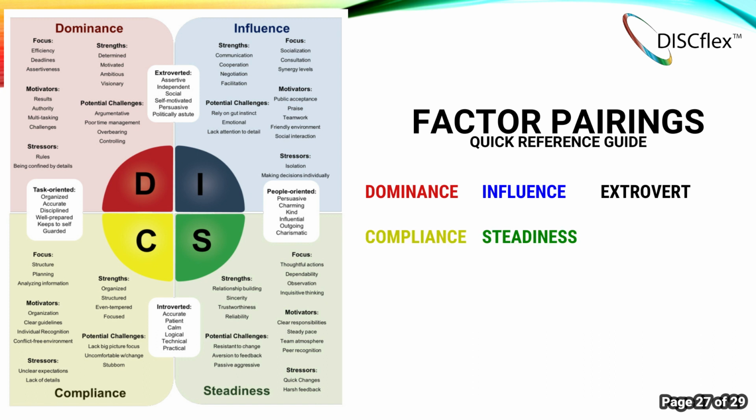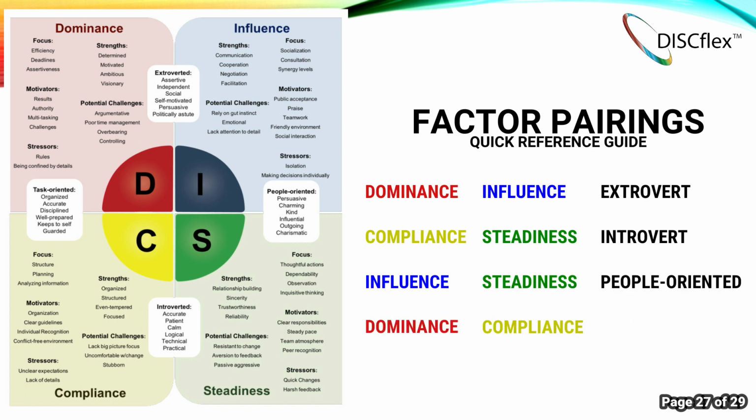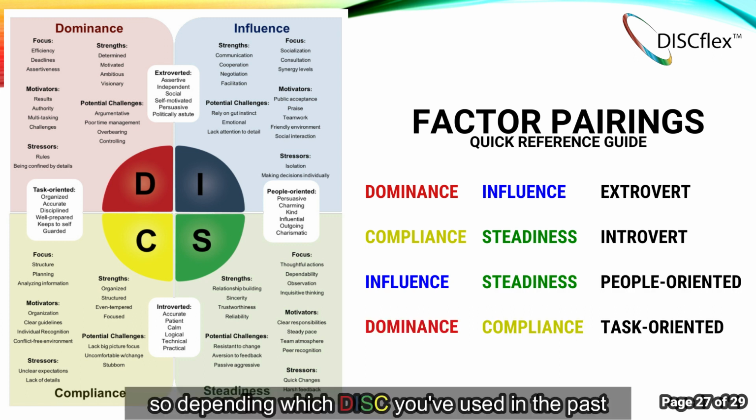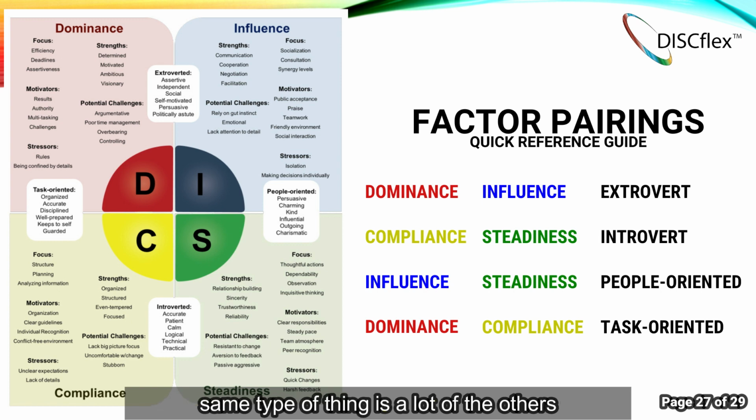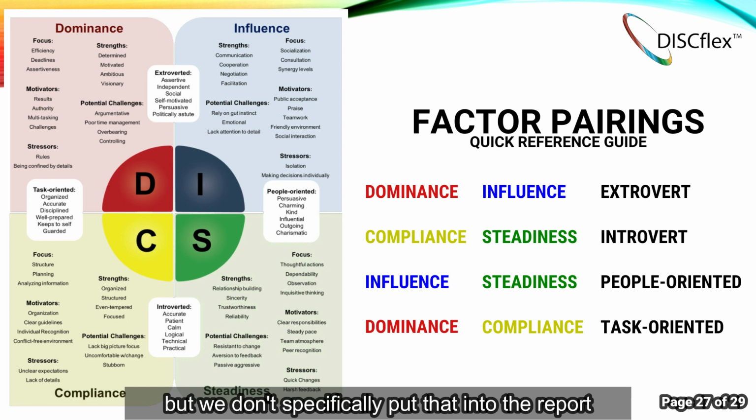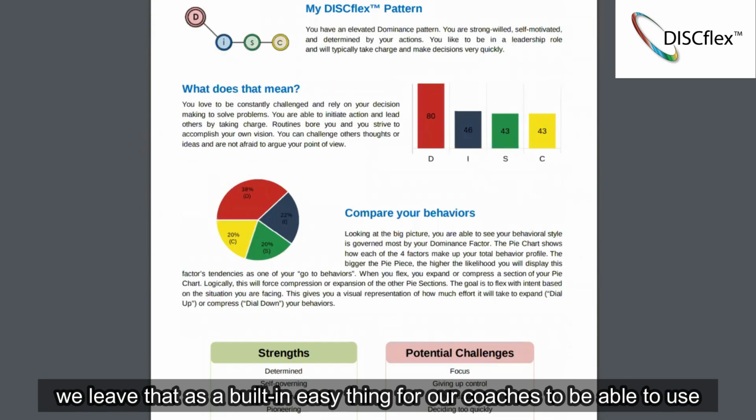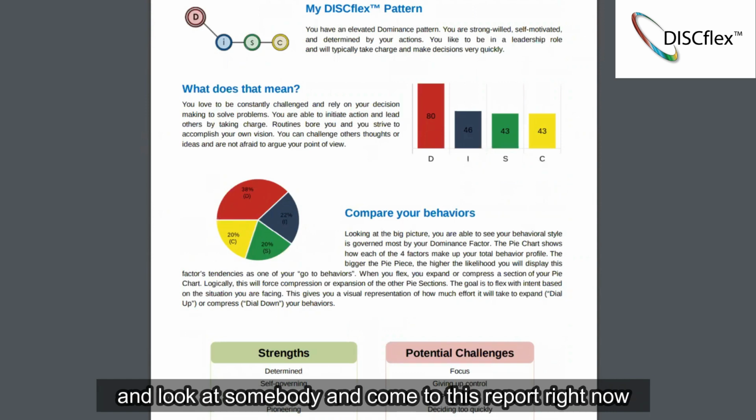Compliance, steadiness together, introverted; influence, steadiness, people-oriented; dominance, compliance, task-oriented. So depending on which DISC you've used in the past, it's the same type of thing as a lot of the others. But we don't specifically put that into the report. We leave that as a built-in, easy thing for our coaches to be able to use.